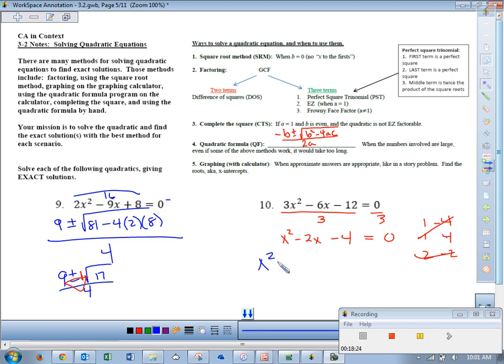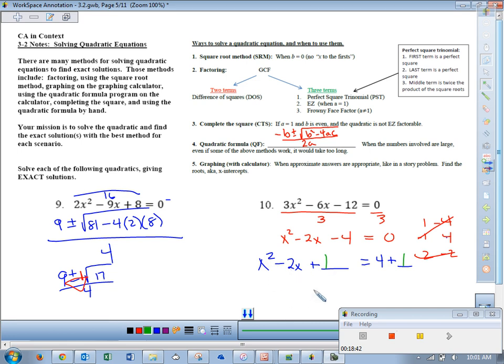Set it up with blanks. You got all your x junk on the left side, all your constants on the right side. Don't forget you have to move him over by doing the opposite operation. Half your b value squared. So negative 1 squared is 1. Goes in each blank.